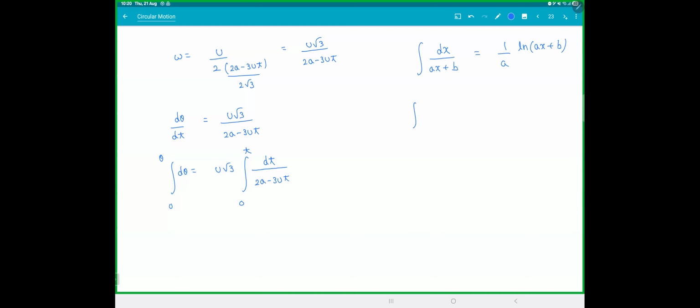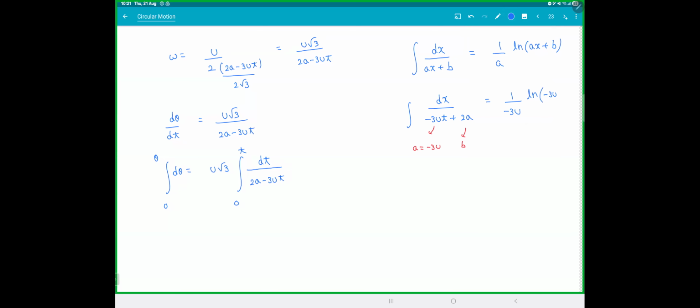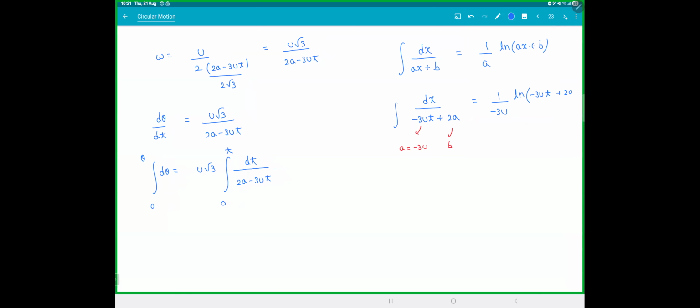So in our integration, if you clearly see, dx by minus 3ut plus 2a, this a looks like minus 3u, and here this thing looks like that b term. So if you integrate this, 1 by a will be minus 1 by 3u ln of minus 3ut plus 2a. I hope you can see that. So then integrating, this will be theta, this will be u root 3 times minus 1 by 3u, ln of minus 3ut plus 2a. This much integration should become comfortable. Limits will go from 0 to t.